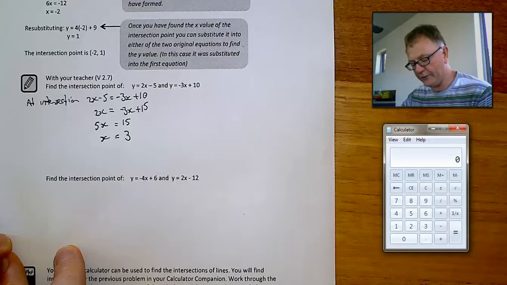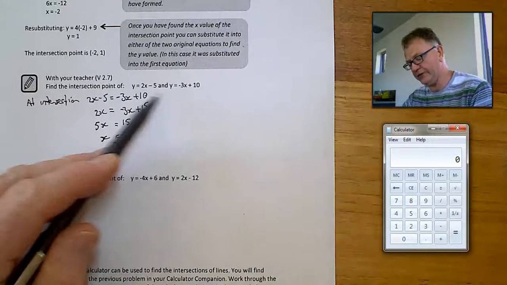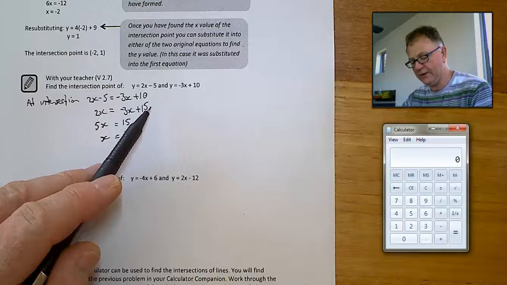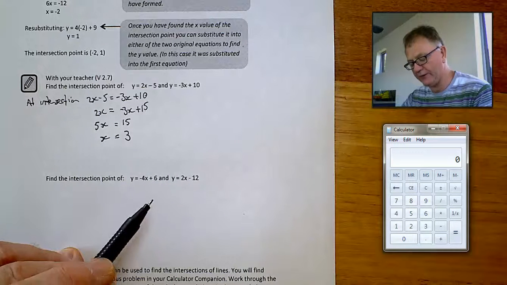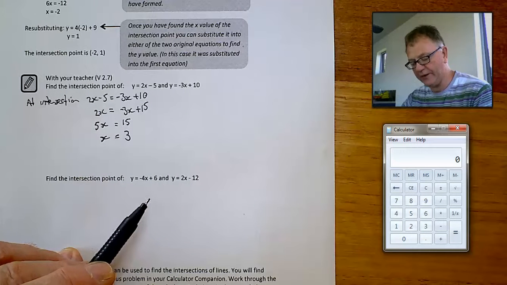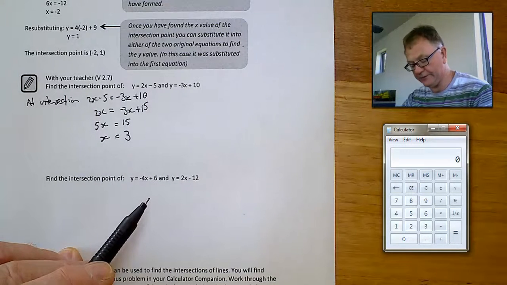Once I've found that, what I have to do is substitute it back into one of these two equations. It doesn't matter which one. But if I put it back into either of them, if I put it back in there instead of x, I'll be able to work out what y is.